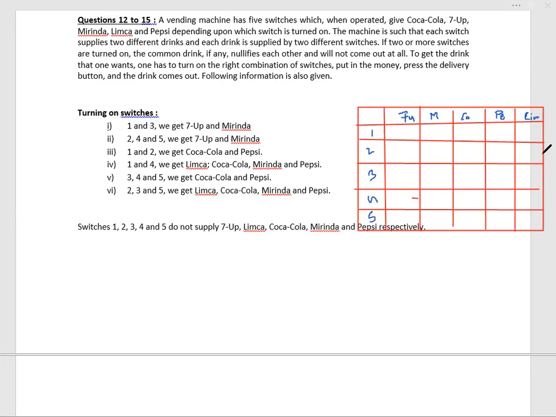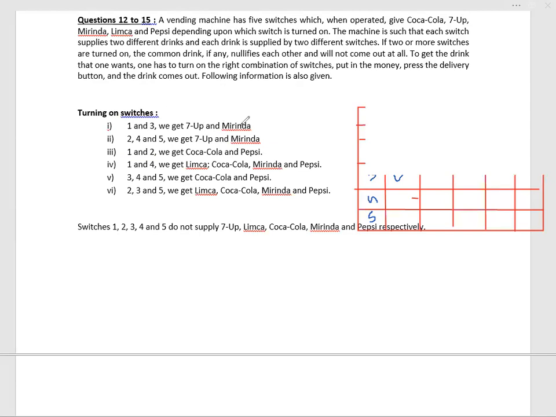1 and 3 we get 7 Up and Mirinda. And 1 and 4 we get Limca, Coca-Cola, Pepsi, Mirinda. 1 and 2 we get Coke and Pepsi. So definitely 3 is giving us 7 Up. 7 Up, and 1 and 3 gives 7 Up and Mirinda. So 1 is definitely giving Mirinda.